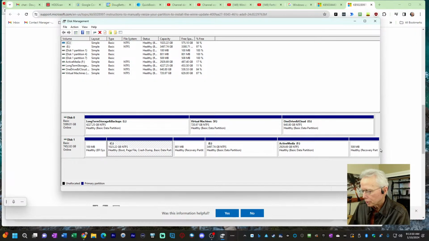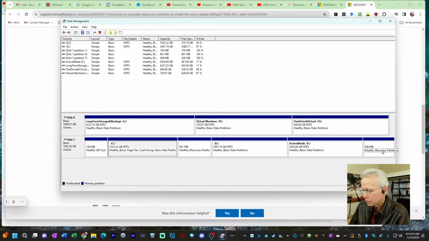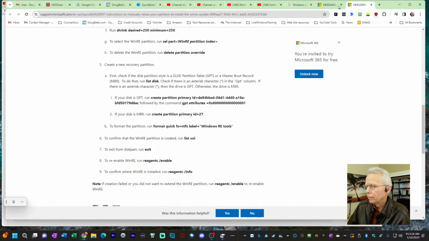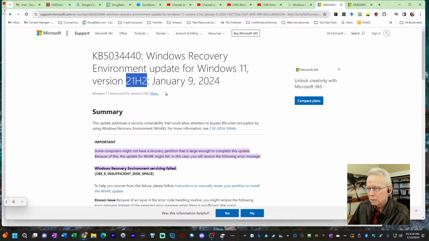So recovery partition. Here's the recovery partition out here. John Williams said some Windows 10 says the security update failed and caused an error code. Win 11 had no problem. Patch Tuesday. Yeah, so John just said some Windows 10 said the update failed. And this had just told us here Windows 11. So some Windows 10 may be having the same problem.